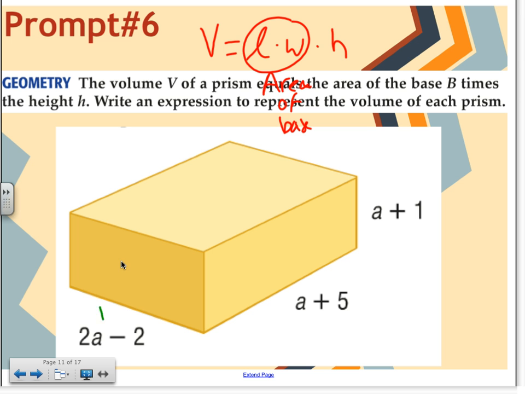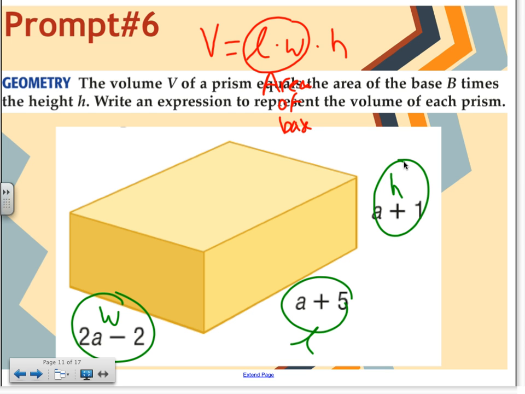So let's call this the width. The 2a minus 2 is the width, and therefore a plus 5 would be my length. And that leaves a plus 1 as the height, or the thickness of this object. So I have my height, my width, and my length already defined.